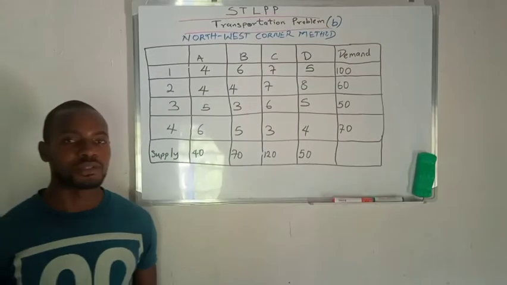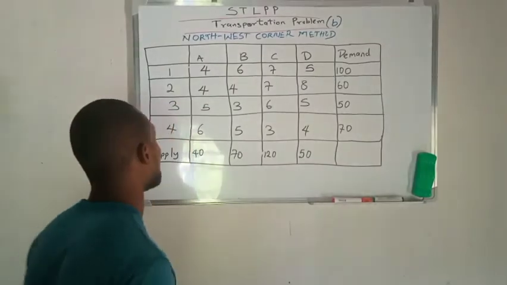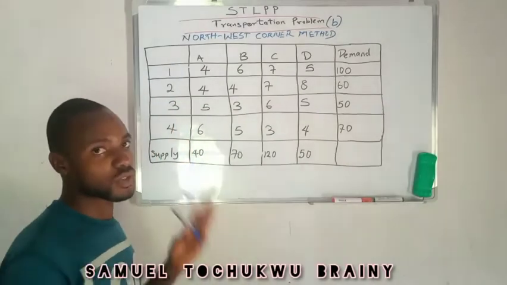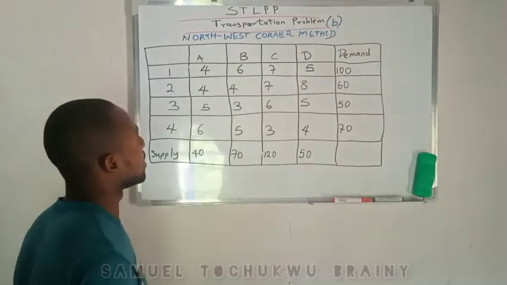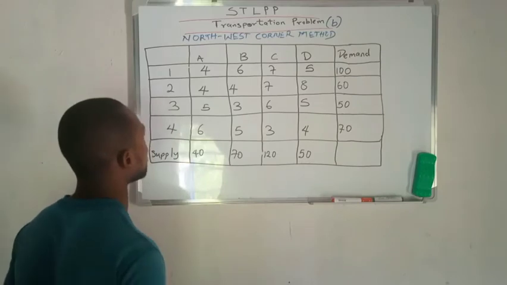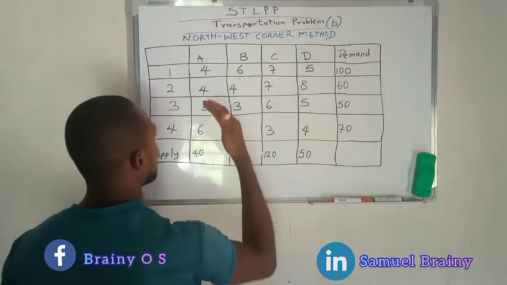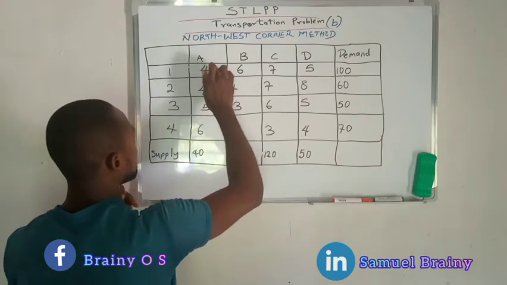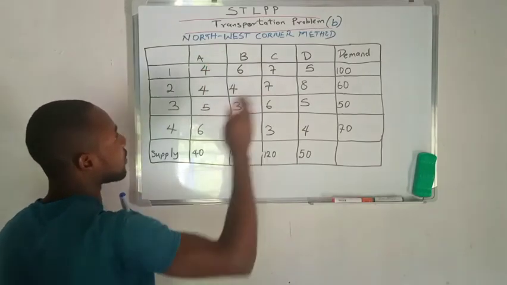Welcome back, guys. We are still doing the transportation problem, and we are going to use the northwest corner method to solve this first. Then after that, we do the least cost and the Vogel's approximation method. So we solve this starting from the very first cost that we have on our board.